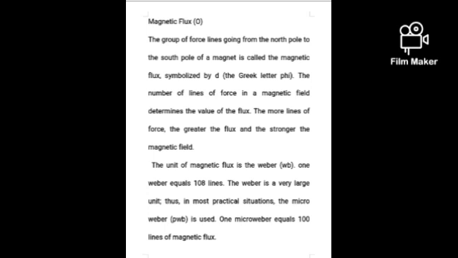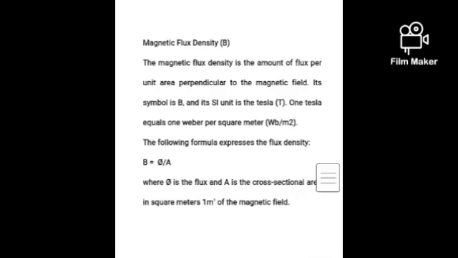Now let's look at magnetic field density. Magnetic field density is B. Magnetic field density is the amount of flux per unit area perpendicular to the magnetic field, and it's given as B equals flux over area, where phi is the flux and A is the cross-sectional area in square meters of the magnetic field. Okay, now let's look at some examples.